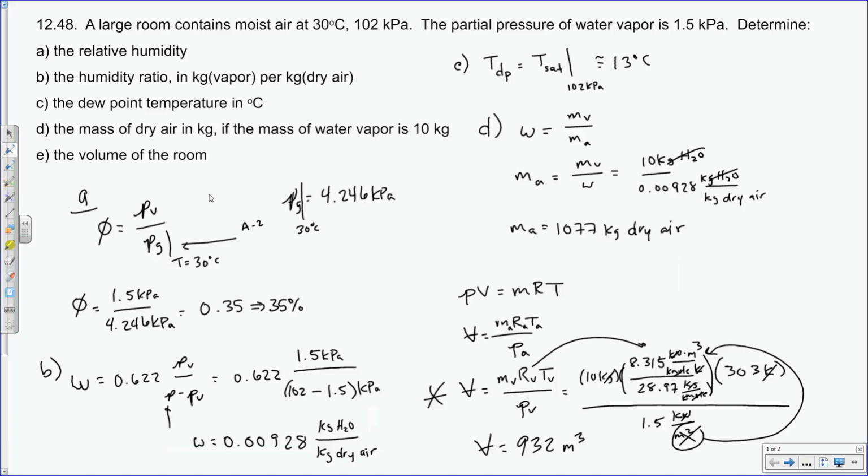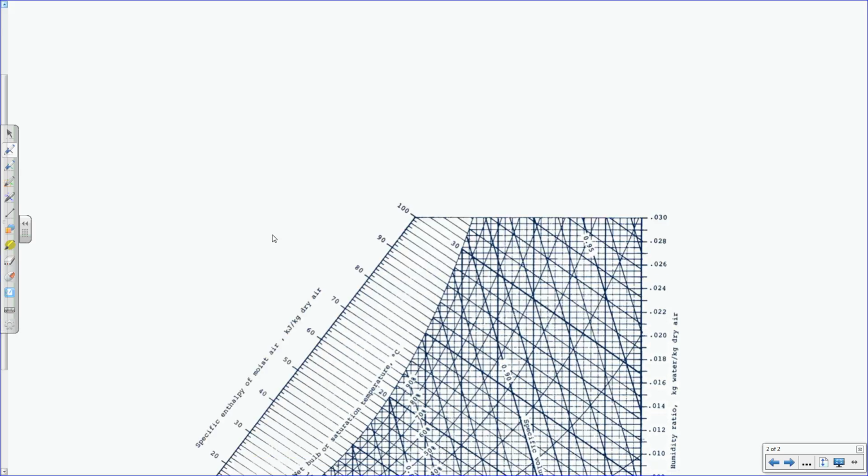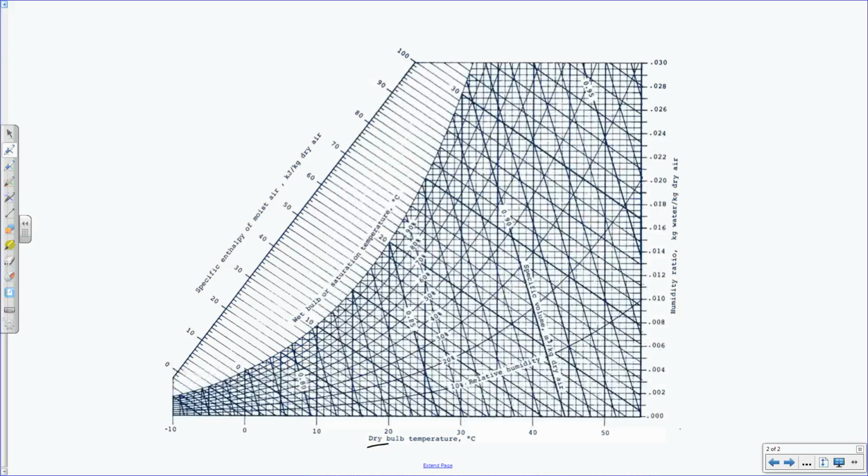So the question has asked us a number of things. It says that the large room contains moist air at 30 degrees C. So this 30 degrees C represents the dry bulb temperature, which is located along the bottom axis. So we're going to be along this line. Why not use colors? So somewhere along this line, we're going to intersect.